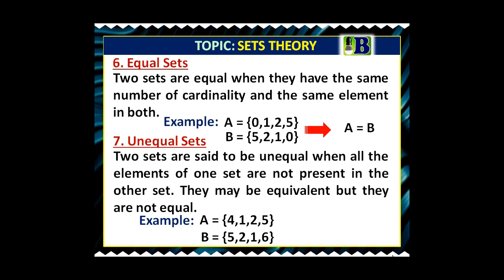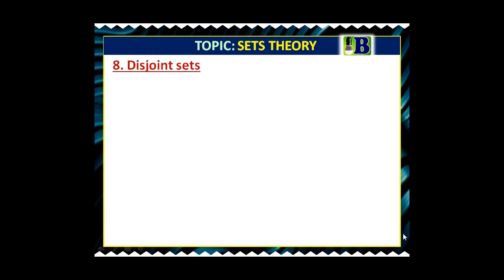But 4 is in set A, and 4 is not in set B. Then 6 is in set B, and 6 is not in set A. So that is the reason why they are called unequal sets. The symbol of unequal set is this. In between A and B, there is a strike-through on top of the equal to sign.